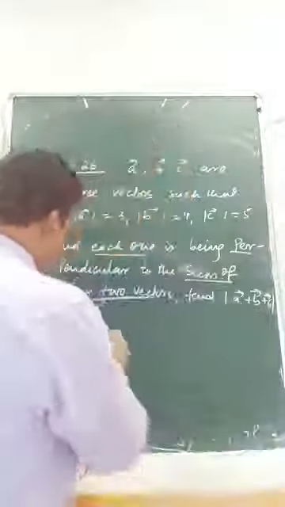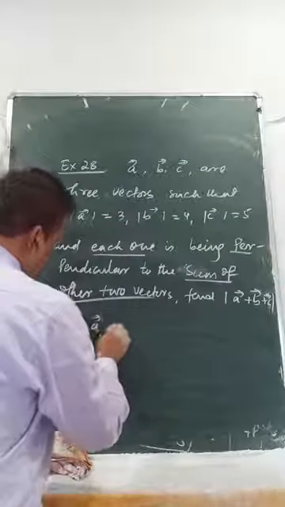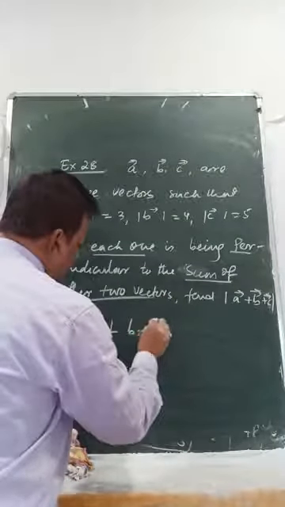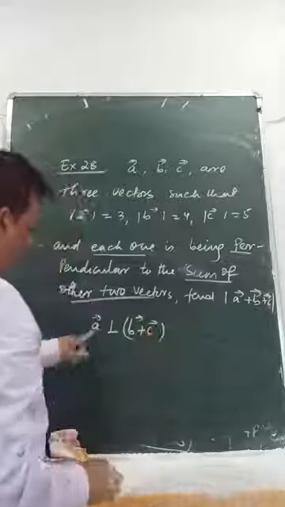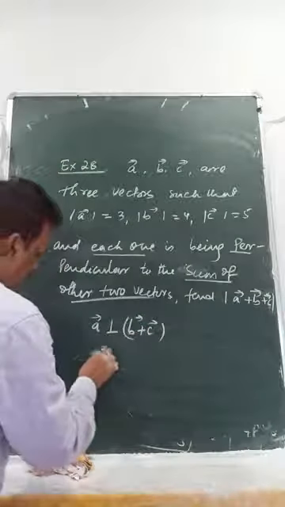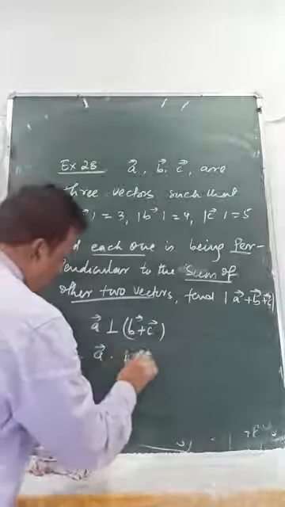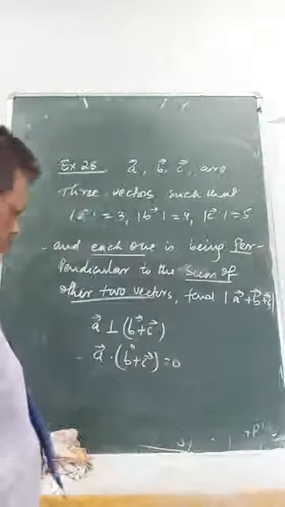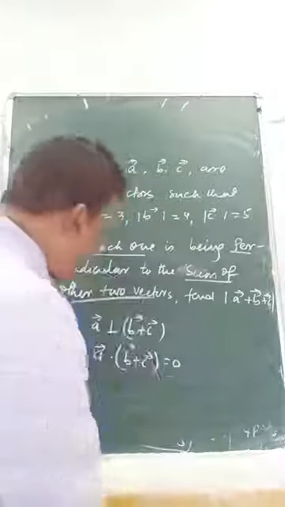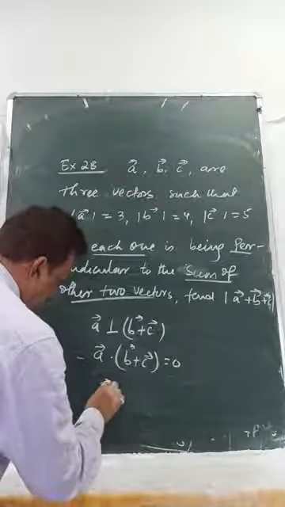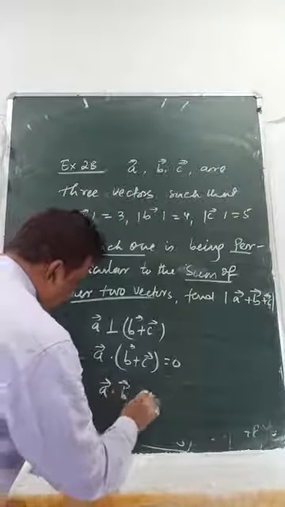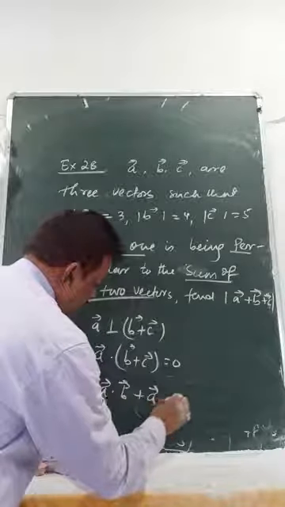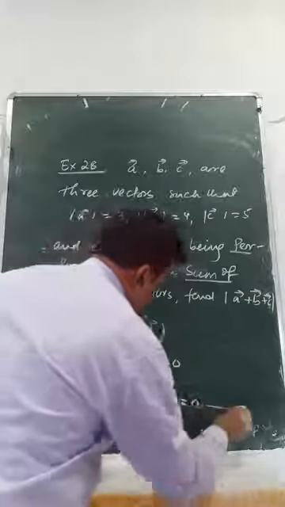A is perpendicular to B plus C. What is its meaning? Now A dot (B plus C) equals 0. Dot product, so that gives you A dot B plus A dot C equals 0. Suppose this is equation number 1.